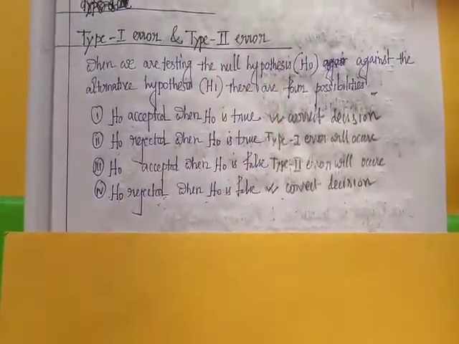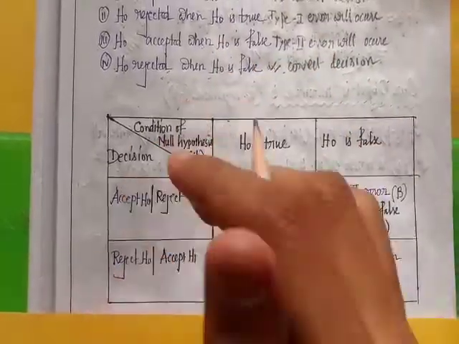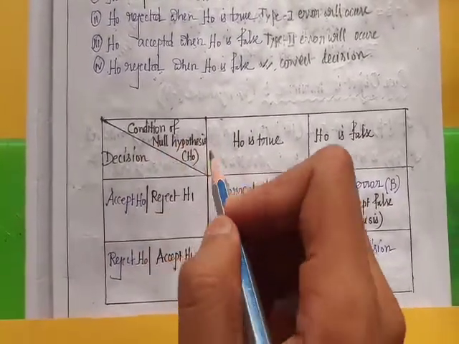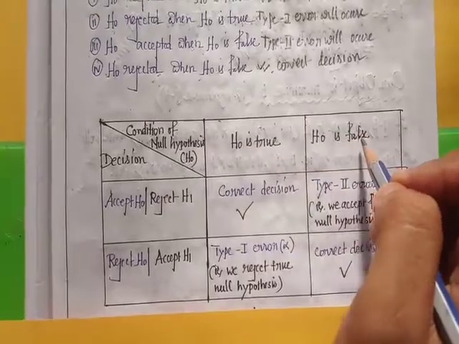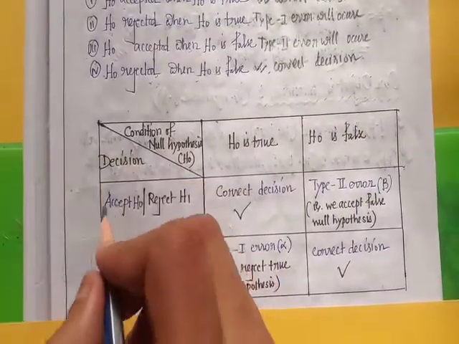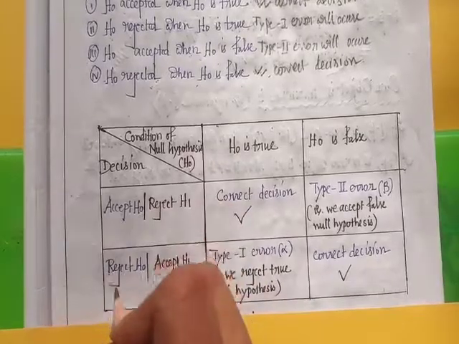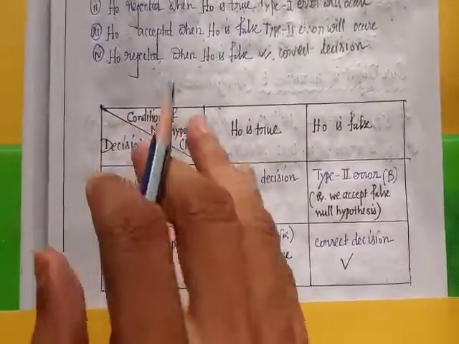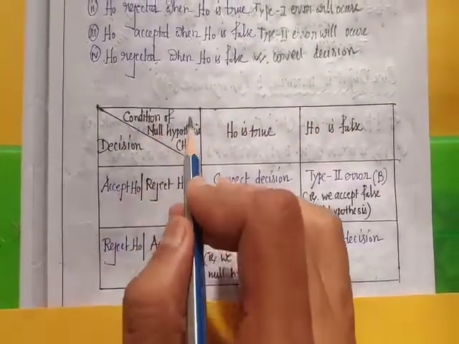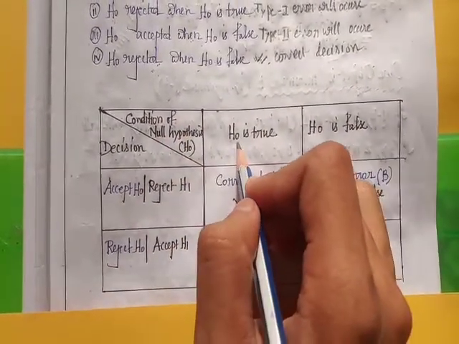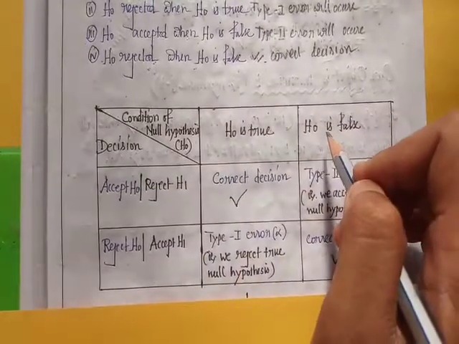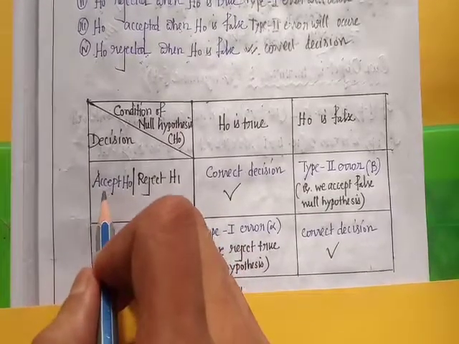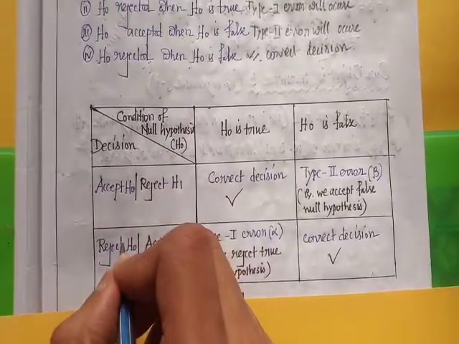Now please see this figure. Condition of null hypothesis H0: H0 is true and H0 is false. Decision: accept H0, reject H0. Please concentrate on this table. Condition of null hypothesis: first condition is H0 is true and second condition is null hypothesis is false. Decision is accept H0 and reject H0.